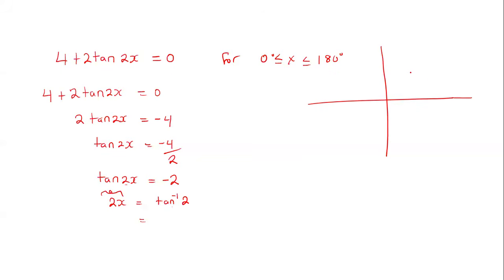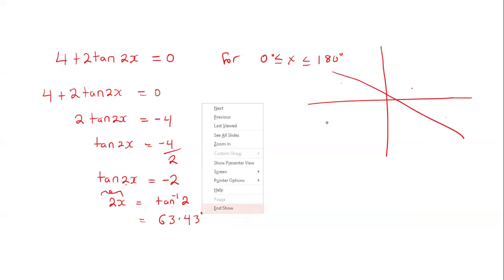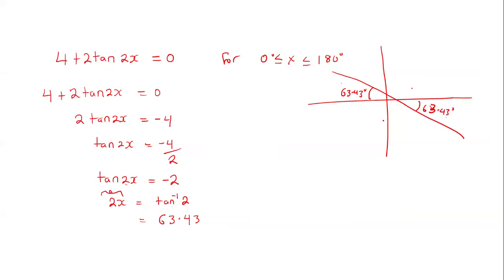Now you ask yourself, in which quadrant is tan negative? That tan is negative in the second and the third. So you first get what is the tan inverse of 2. Then you say tan inverse of 2, you get your reference angle as 63.43 degrees. So that's what you are going to place here, that this is going to be 63.43 degrees.